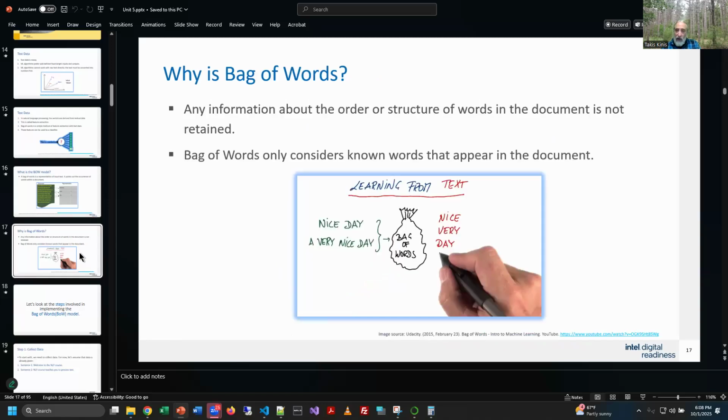It says any information about the order or structure of words in the document is not retained. So we don't care which word came first. We only look at the words that happen in the document and really how many times they happen. So it's like, let's take all the words, throw them in one container, and then analyze them that way. We're not looking at their order, what sequence they came in, or anything like that.